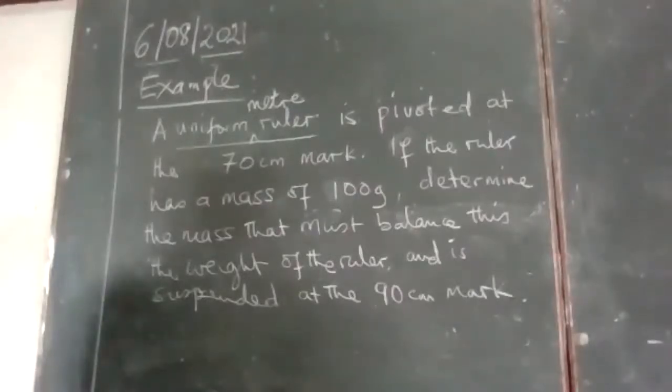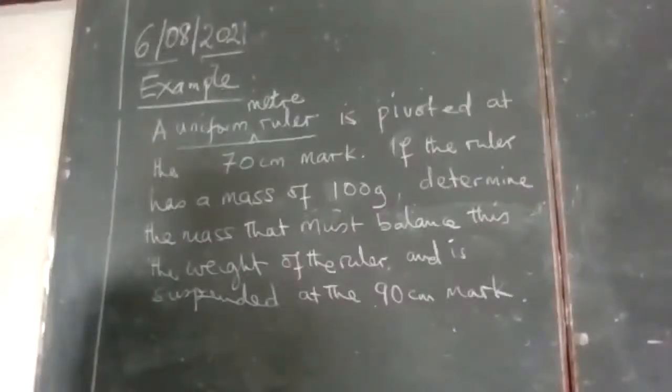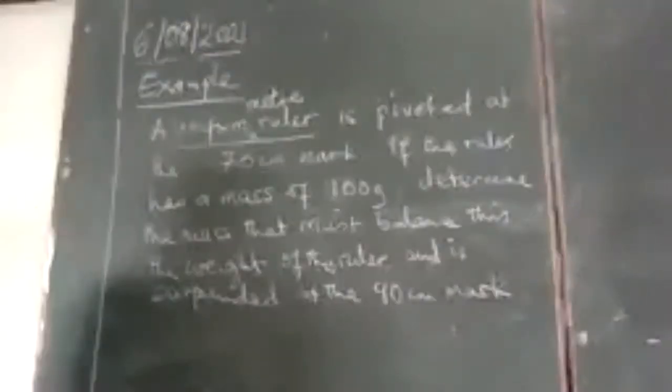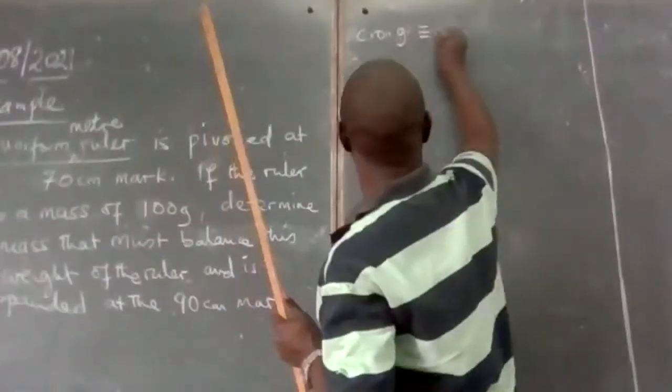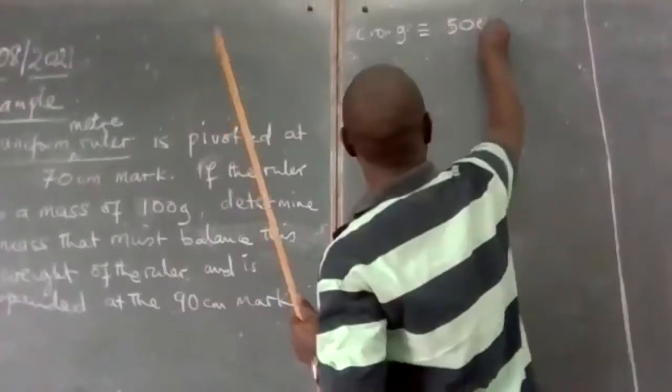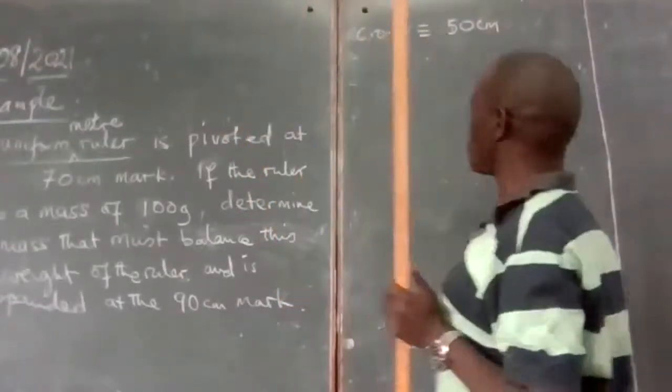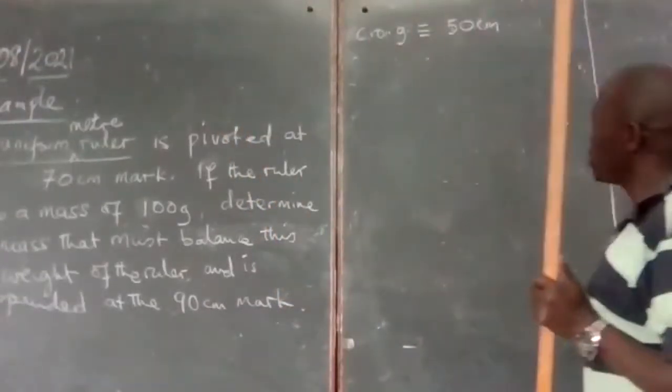So what's the middle point? 70 centimeters. 70 the middle point of a uniform meter rule. How long is a meter rule? 100 centimeters. What is its center? 50. The length of a meter rule is 100, so the center is 50. So the COG is at the 50 centimeter mark. Is that okay? Because the body is uniform. So the center of gravity will be at the 50 centimeter mark.